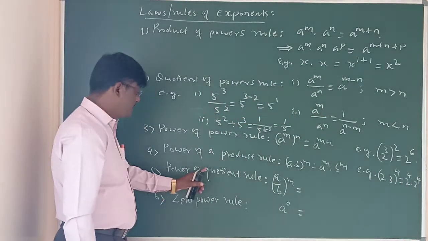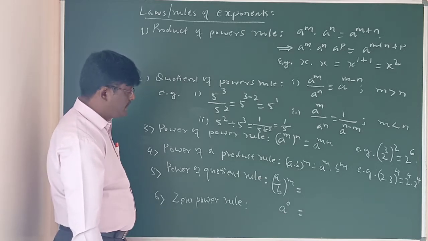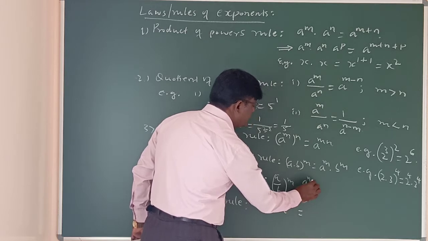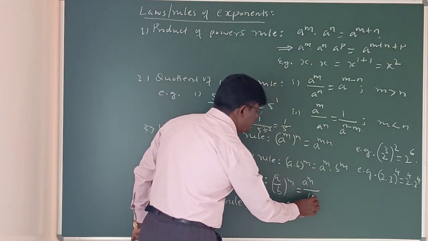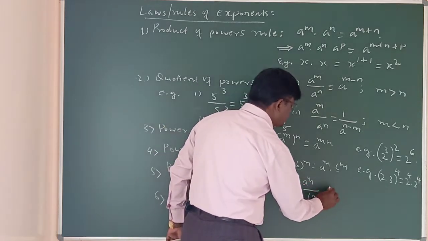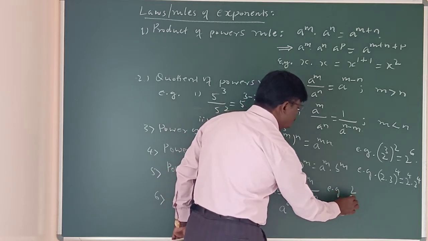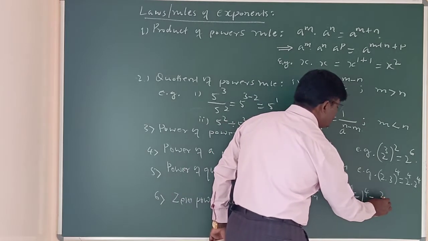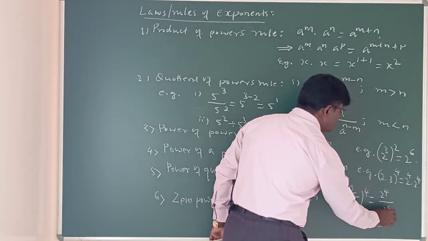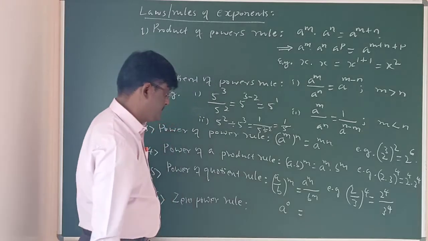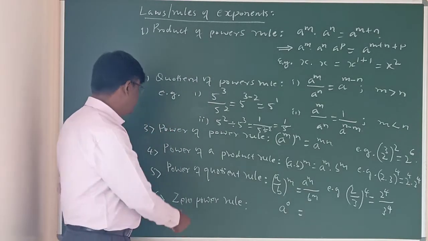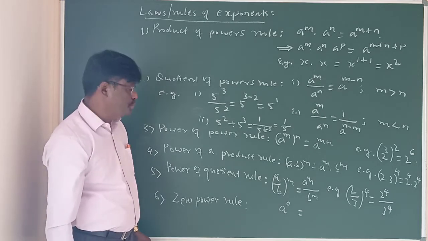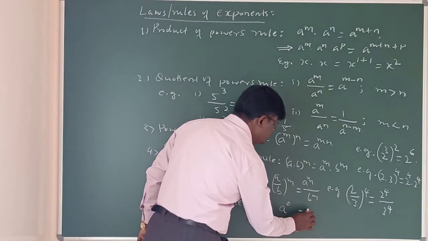Then the power of quotient rule, a by b whole power m, is expressed as a power m by b power m. Example, say 2 by 3 whole power 4 can be written as 2 to the power 4 by 3 to the power 4. Next, a power 0, that we say is the zero power rule. Any base raised to the power 0 is 1.